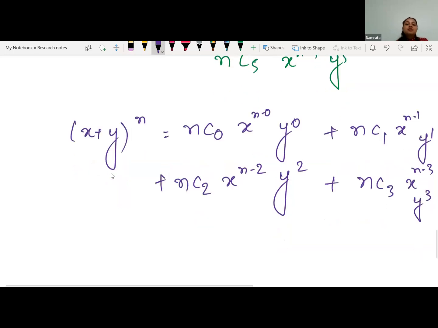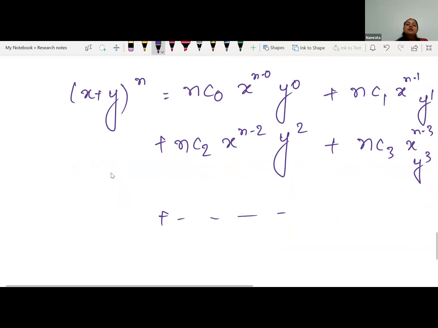This way we have to go till what number? We have to go till ncn. Power of x is n minus n and power of y is only n. Getting? Yes, ma'am. This way you can learn the formula. How we reached till here, that you have understood. But what is the main thing? The main thing is this formula which you have to keep in mind. Okay?